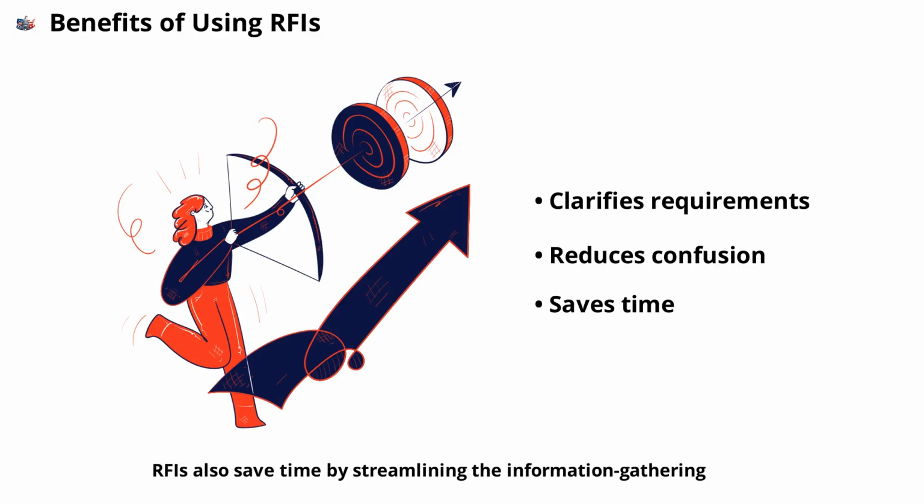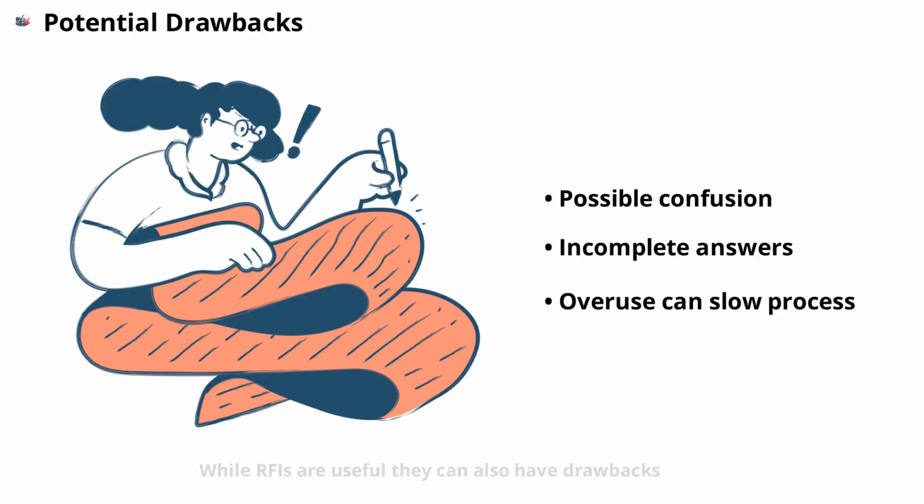RFIs also save time by streamlining the information gathering process and reducing the need for back-and-forth communication. Ultimately, they support better decision-making and more successful outcomes. While RFIs are useful, they can also have drawbacks. If not written clearly, they may lead to confusion or incomplete responses. Additionally, sending too many RFIs can overwhelm recipients and slow down the process. It's important to use RFIs strategically and ensure that your questions are relevant and necessary.